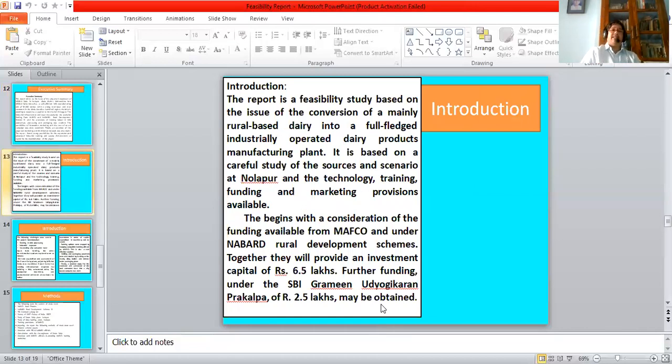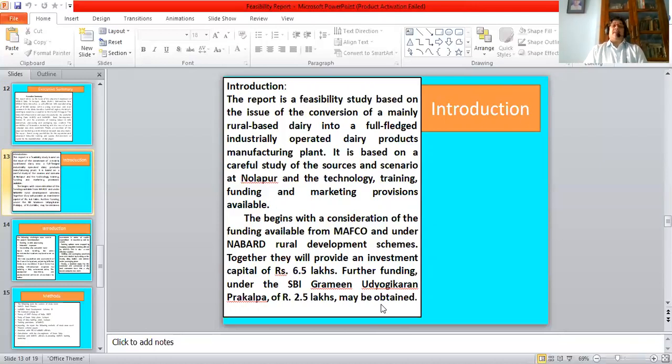Now, the introduction is telling us various things about the background and various reasons why the report is written and other factors. So let us just read briefly from the introductory section of this sample report. Introduction. The report is a feasibility study based on the issue of the conversion of mainly rural-based dairy into a full-fledged industrially operated dairy products manufacturing plant. It is based on a careful study of the sources and scenario at Nolapur and the technology, training, funding, and marketing conditions which are available.